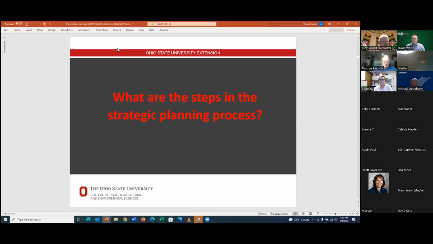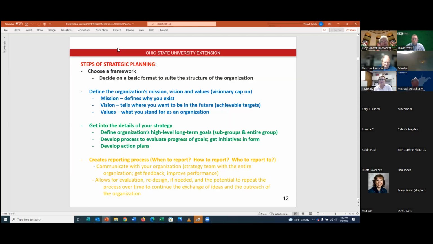Okay. So what are the steps? So first of all, we need to choose a framework. And I'm going to share with you today a framework that I've used. It's really based on Dr. Seyfried's research and study, but it's really something that's going to suit what your organization needs, the structure of your organization. Steps of strategic plan, also taking a look at your mission, vision, and values.